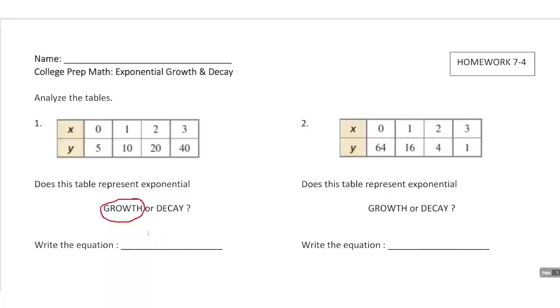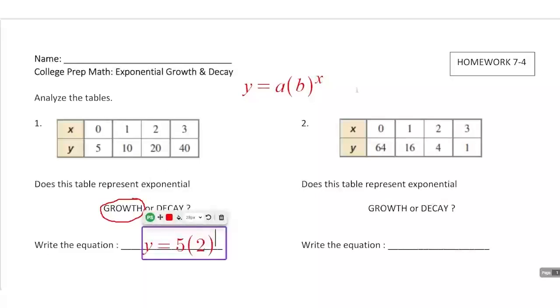To write the equation, it's always going to be in this form, y equals a times b to the x. We can see that our initial value, our y-intercept, is 5. That's going to be our a value. So y equals 5 times our multiplier, which in this case is 2, to the power of x.